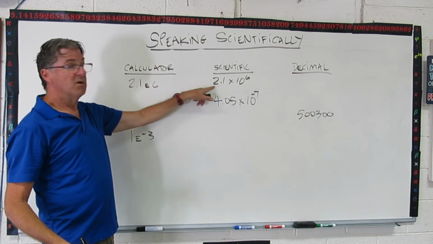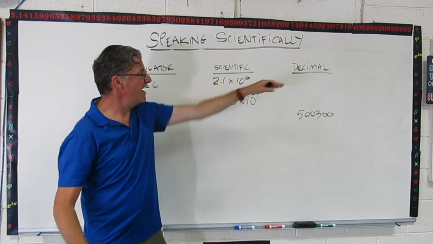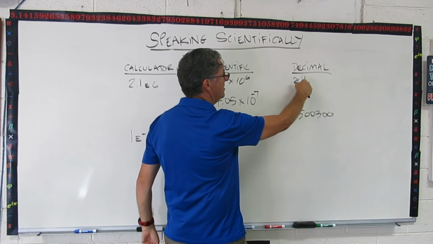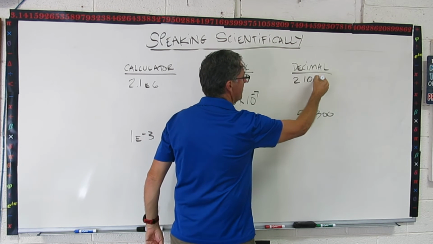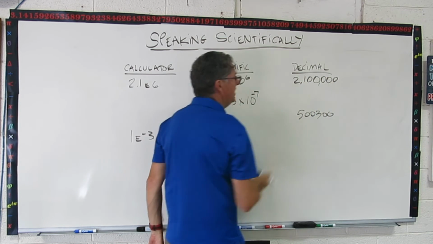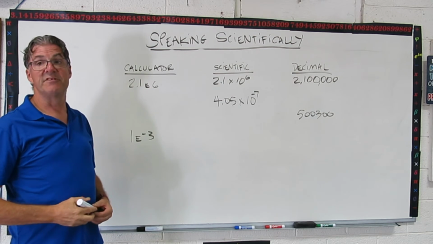Now this one, we're at a positive exponent, so we're going to move that decimal to the right 6 places. So here's 2, 1, my decimal's there. So 1, 2, 3, 4, 5, 6. And do yourself a favor and add the commas so that you can see clearly that's 2,100,000.